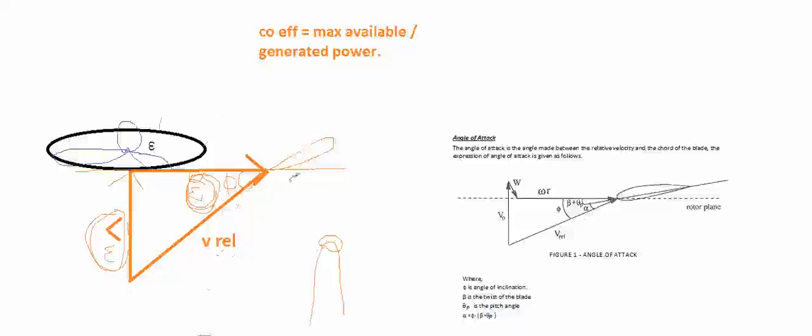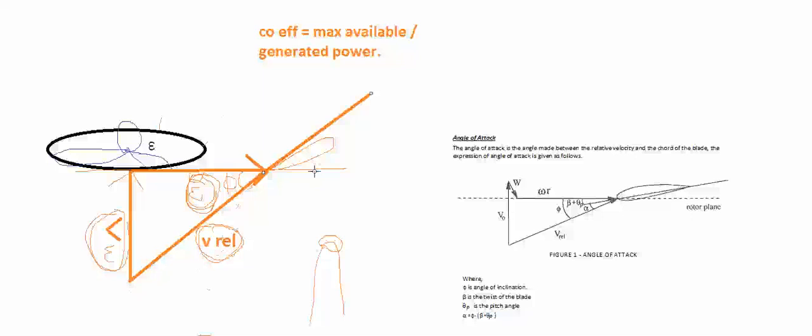Now I hope you understand that this element is experiencing the relative wind velocity, and the direction from which the relative wind approaches is this direction. This is the direction of relative wind. What we are interested in is the angle which the relative wind makes with the blade. That angle is very crucial and is called the angle of attack.